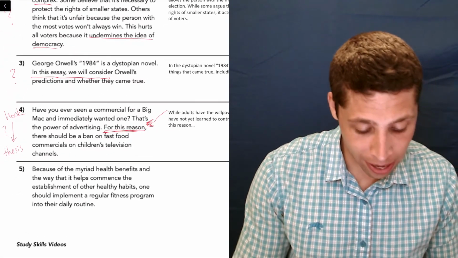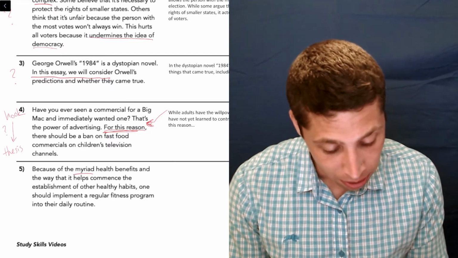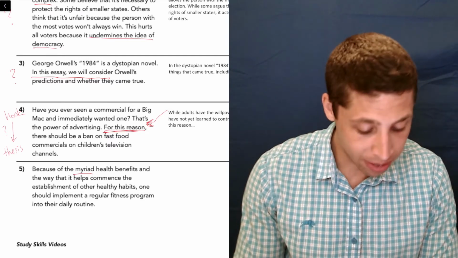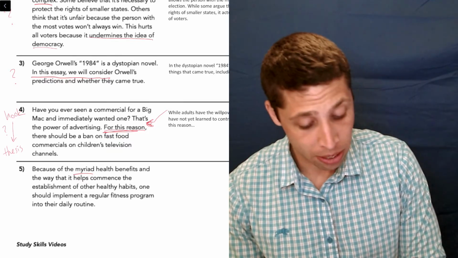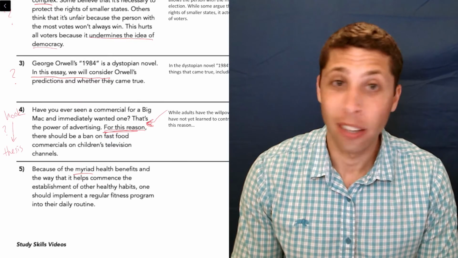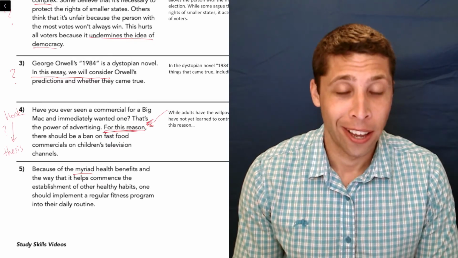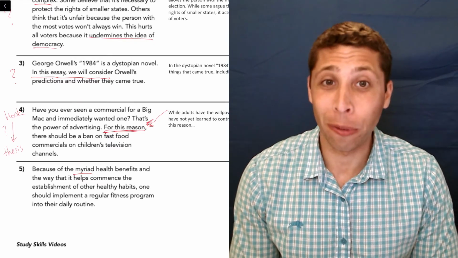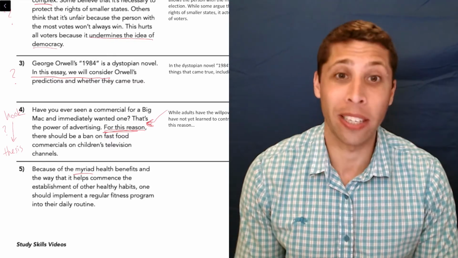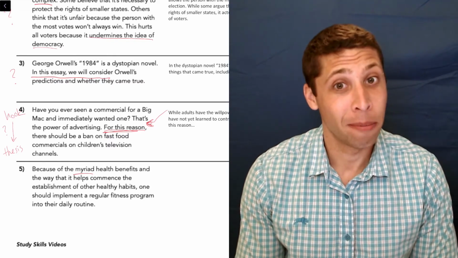Okay, number 5, another one of my pet peeves. "Because of the myriad health benefits and the way that it helps commence the establishment of other healthy habits, one should implement a regular fitness program into their daily routine." This is a disaster of a sentence. A lot of you read this and it sounds really, really smart. But someone who's really, really smart reads this and has no idea what it even means. They can guess, but this is not English.